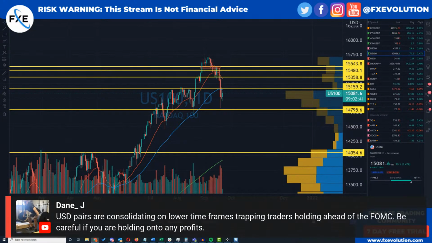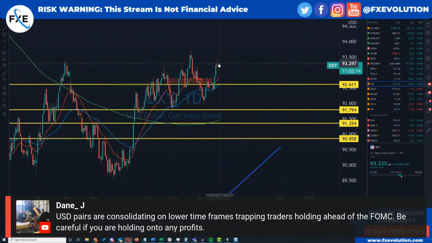Dane J says US dollar pairs are consolidating on lower timeframes. We agree, trapping traders holding ahead of the FOMC. Be careful if you are holding onto any profits. Yes, the FOMC will push this either way. Expect some volatility coming into the FOMC as well. There might be a little bit of negative sentiment on the markets, and then we will most likely see that initial follow through to crack that dollar index. Remember, long leg doji there on the daily or the 2-day. Hopefully we crack that level.